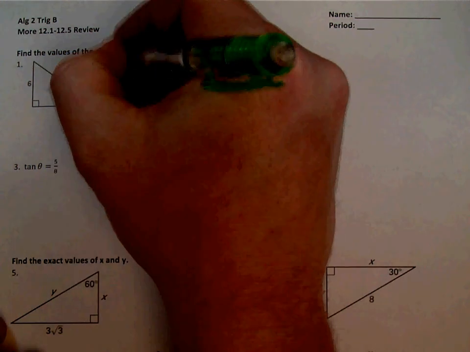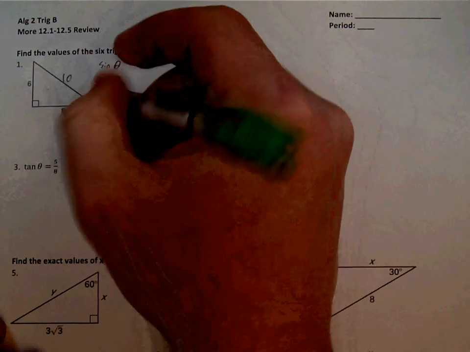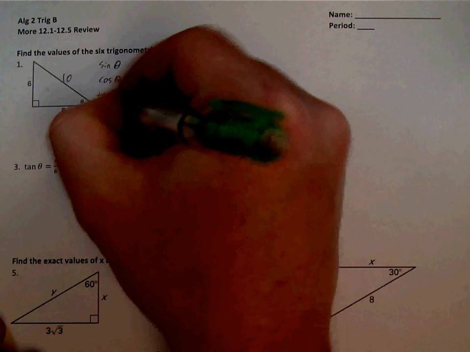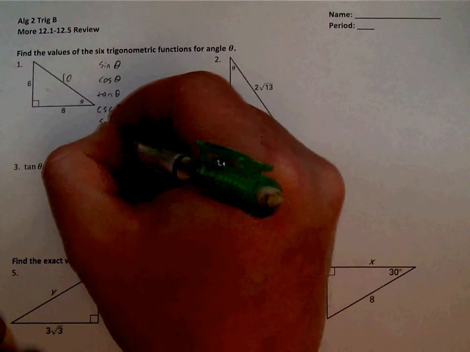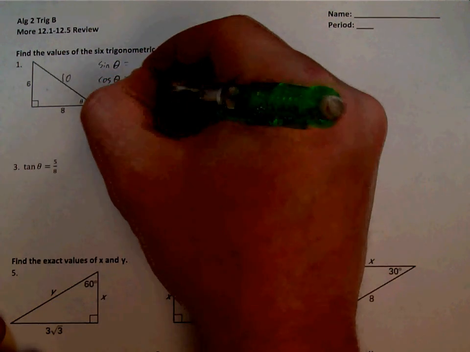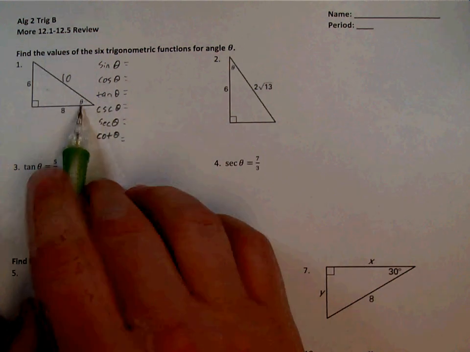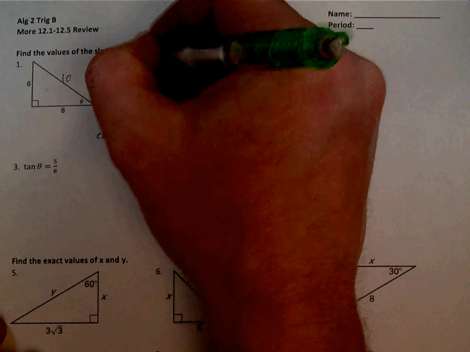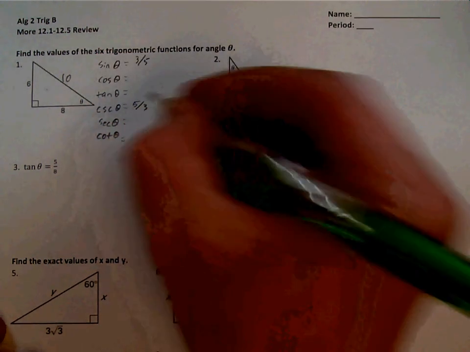And then I've got to find all 6 trig ratios of theta. So sine would be opposite over hypotenuse, so it would be 6 over 10. I'm going to simplify that to 3/5. So then cosecant would be the reciprocal, 5/3.